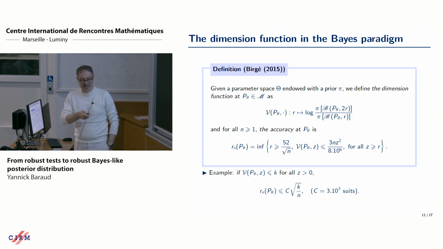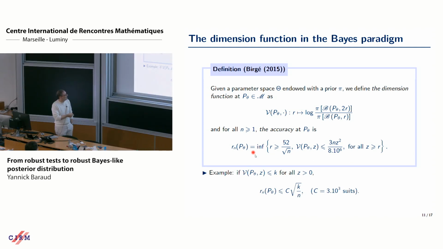Just to give an example, because that might not be clear: if the dimension function is dominated by a quantity k, then if you solve this, you will end up with a contraction rate which is the square root of k over n, which is the rate you would expect if you were estimating a parameter of dimension k. A nice feature of that is that it only depends on the statistical model you use. It's not at all connected to the true distribution of your data. Because you choose your statistical model and you choose your prior, you can calculate this. It's just something which is known to the statistician.